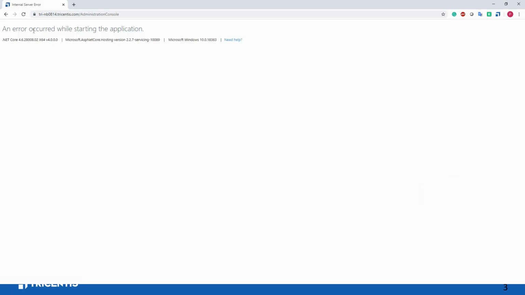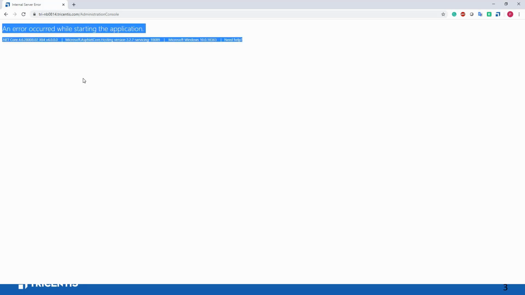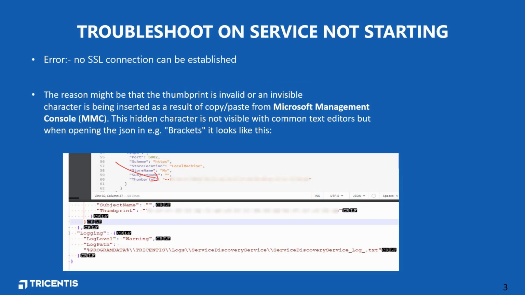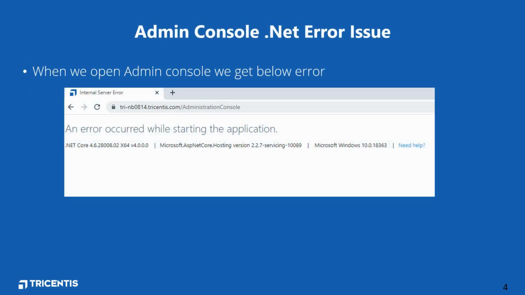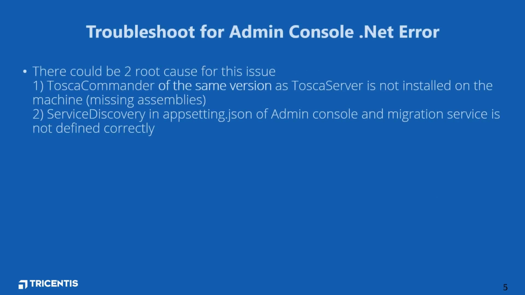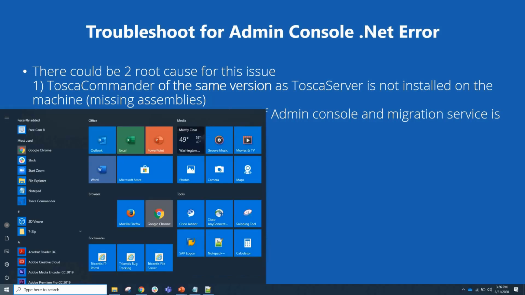Okay, so we have an error: an error occurred while starting the application, with some .NET version. This is also a very common issue seen after we install a Tosca server. So let's see how we can tackle it. So we could see that this is the error which we are getting. So what could be the root cause? There are two root causes for this issue. One would be that Tosca Commander of the same version as Tosca server is not installed on the same machine. So let's check if it is true or not.